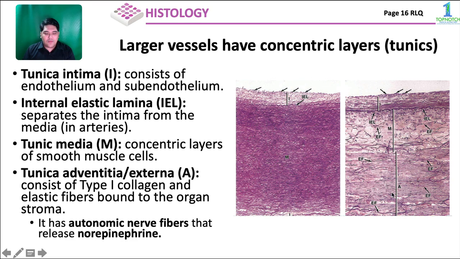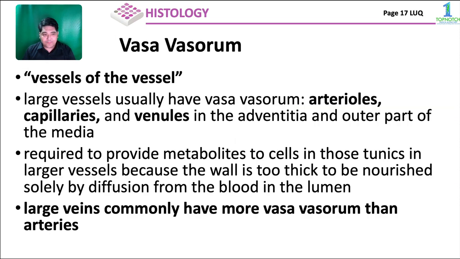Okay? Your tunica externa or adventitia, and it has a type 1 collagen and elastic fibers because more of support. Okay? It has autonomic nerve fibers that release your norepinephrine. Again, what are the layers of your larger vessels? Your intima, media, and adventitia or externa.